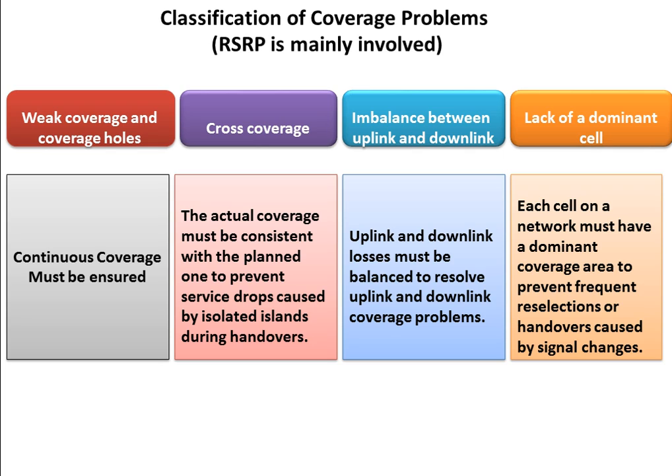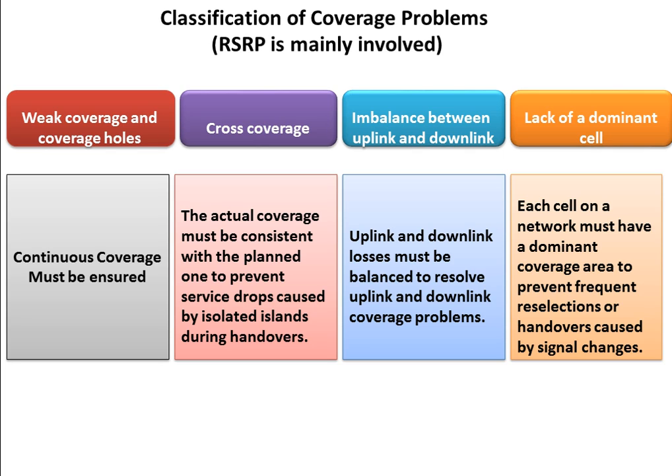Now let's see the classification of various coverage problems, which is represented by RSRP in LTE, reference signal received power. There could be problems like weak coverage and coverage holes. So there could be no coverage at some of the places, there could be very poor coverage at some of the places. Our requirement is that continuous coverage should be there within the coverage area of the cluster, so that we need to ensure.